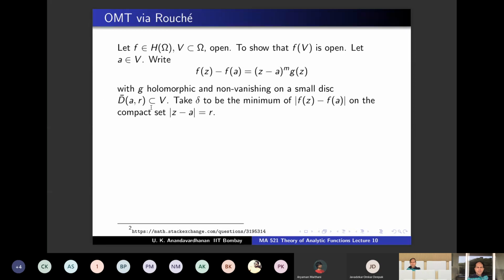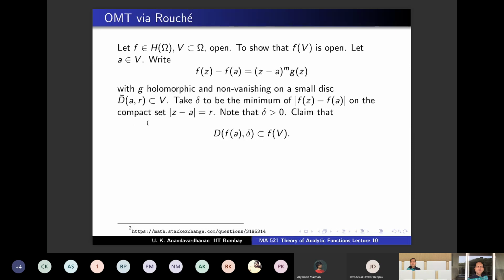Because it's compact, |f(z) minus f(a)| will take a minimum there, and call that delta. And this delta is positive. Why is this delta positive? Why is the minimum not 0 on this compact set, on this circle? Because on this circle, f(z) minus f(a) is never 0, because g is never 0 on this closed disk and in particular on that circle, and z minus a is not 0 anyway on the circle. The circle is |z minus a| equal to r. So delta is positive because it's compact, it will attain a minimum and that is positive. So you got a delta which is a positive number.